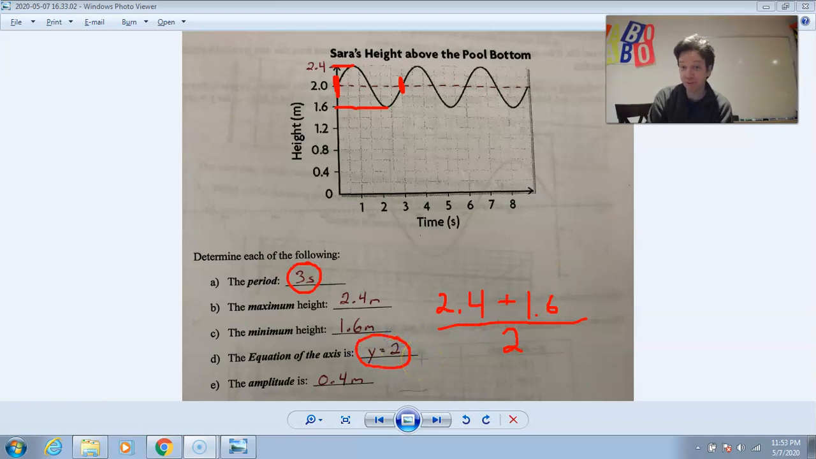Now your amplitude, okay, you can go from here and go, okay, from 2 to 2.4. Or you can just subtract the numbers, so 2.4 minus 2. Okay, and this would be your amplitude. And that would be 0.4. You could also do 2.0 minus 1.6, but again, it's going to be the same, 0.4, and that's your amplitude.